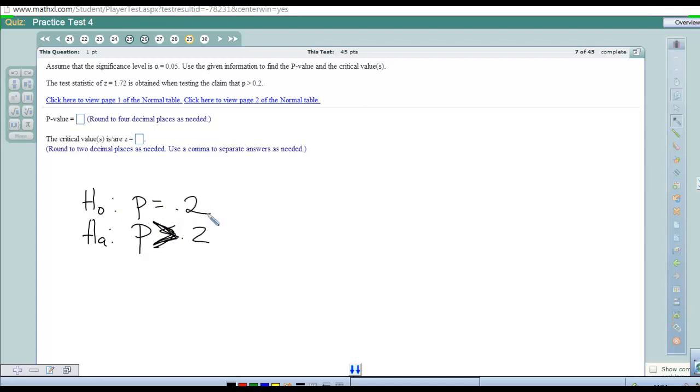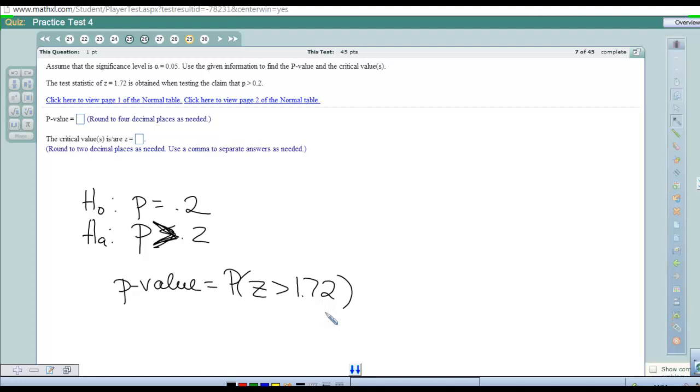Okay, they gave us the test statistic. They've already calculated that for us. Remember, I told you that the p-value is the probability of being as extreme as that. So p-value is equal to the probability of, in this case, Z being greater than 1.72. Okay, that's what a p-value is. And that's what this question is really kind of asking you about. Do you understand what a p-value is?